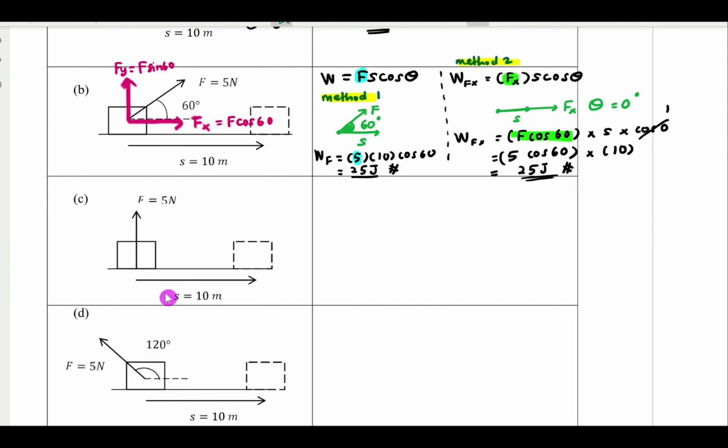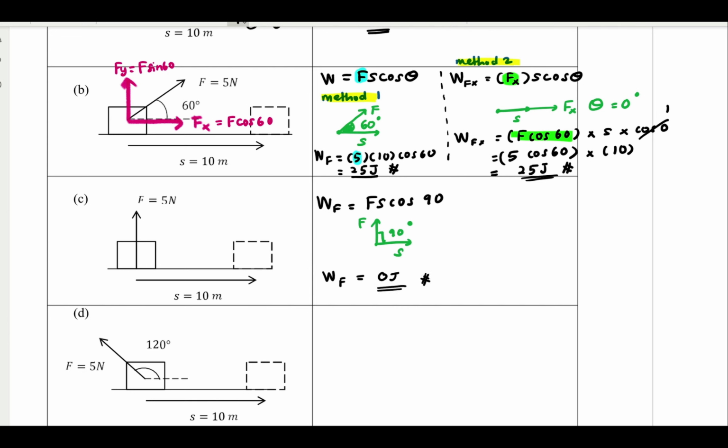So we want to move the box to the right, okay, and the displacement is 10 meter. But we put a force and the direction is upward, 5 Newton. Adakah box ini akan bergerak ke kanan kalau external force dia ke atas? Okay, so kalau kita kira WF, it should be Fs cos 90 degree. Okay, since S is to the right and F is upward and the angle between them is 90 degree. Okay, so cos 90 degree is equal to 0. So this one should be straightly equal to 0.